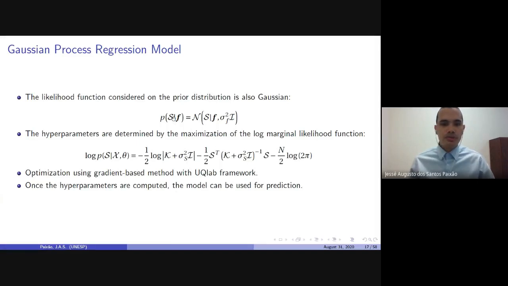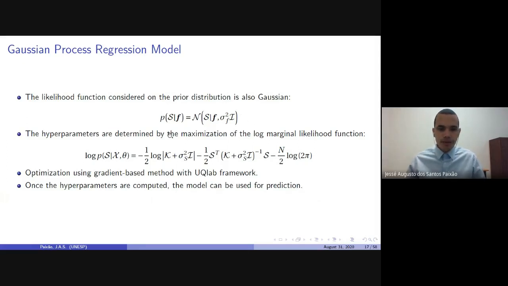As I said, we can approximate our function f as a Gaussian multivariate distribution, and the advantage of considering a Gaussian multivariate distribution is that we know how to work with this kind of distribution, and we can write the likelihood function of the prior distribution like this. And from this equation, we can also describe the log marginal likelihood function depending on the hyperparameters, which is given by this equation here. Then from this equation and the prior distribution, we can find the hyperparameters of our covariance function. This can be performed by using an optimization algorithm with a gradient-based method, which in this work is performed using the UQLab framework, which is a framework used in MATLAB for stochastic models.